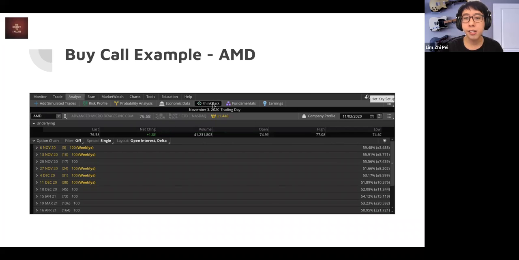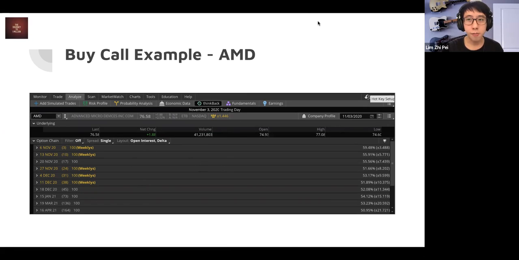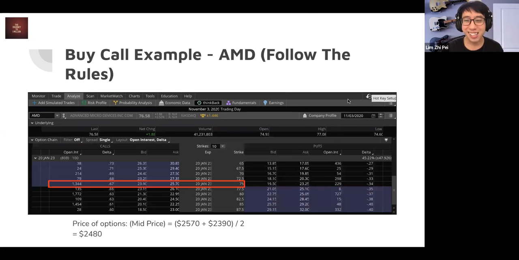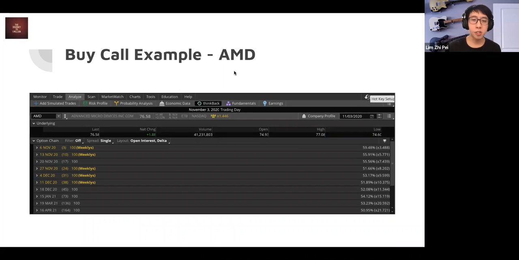So let's see that time, 3rd of November. I'm using thinkBack. There's a function in thinkorswim for you to track back past options. For example, this 3rd of November, it's like time travel. You can do research and find out how your options contract would be doing if you really went in at that time. You can also look at the risk profile and probability analysis for future analysis.